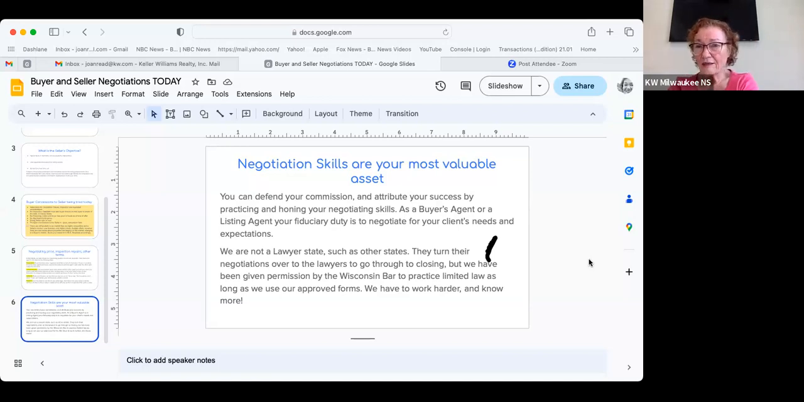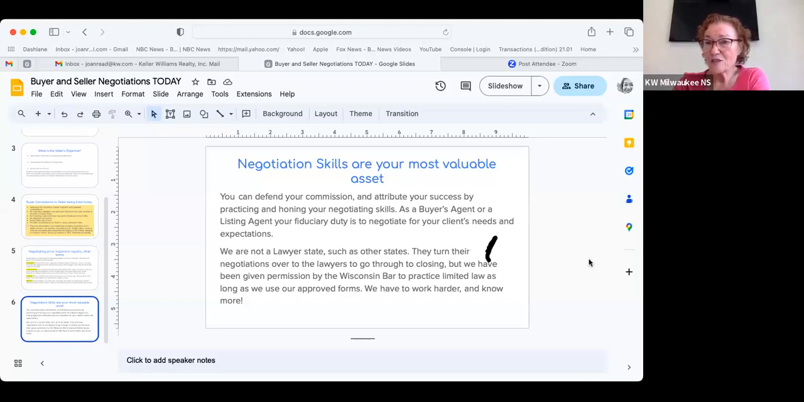We negotiate from the very beginning in showings and writing the offer on price and terms. We go through the inspection negotiating. We go through the final walkthrough negotiating. We go through inclusions, exclusions, all of those things. It's up to us as Wisconsin real estate licensees to do.